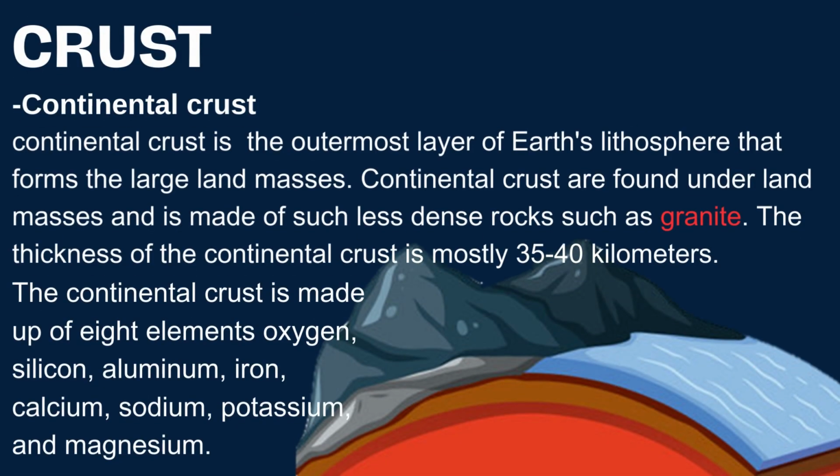Continental crust is the outermost layer of Earth's lithosphere that forms the large land masses. Continental crust is found under land masses and is made of less dense rocks such as granite. The thickness of the continental crust is mostly 35 to 40 km. The continental crust is made up of 8 elements: oxygen, silicon, aluminum, iron, calcium, sodium, potassium, and magnesium.